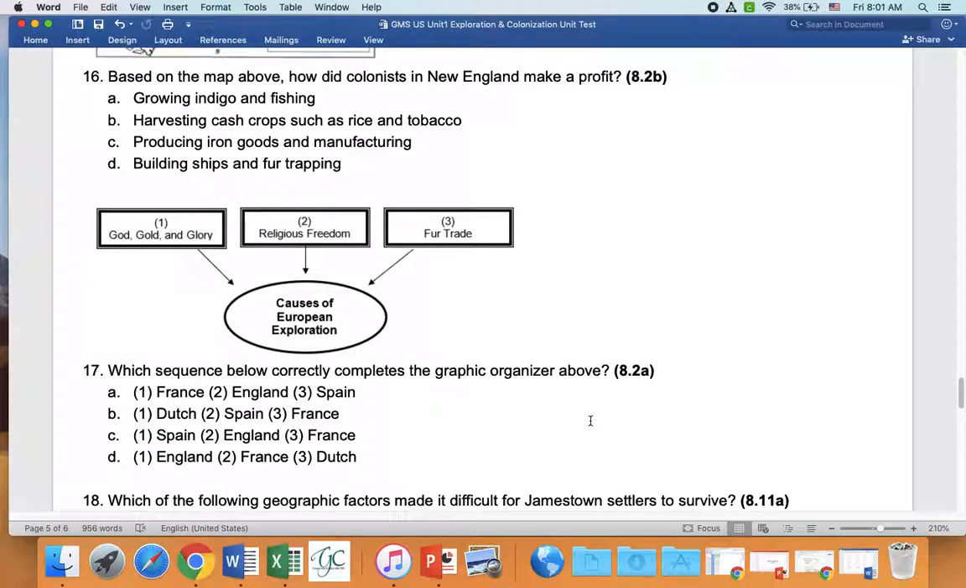We have an infographic showing number 1, gold, God, glory, number 2, religion, freedom, and 3, fur trade, which all lead to the causes of European exploration. So which sequence below correctly completes the graphic organizer above? Is it A, 1 France, 2 England, 3 Spain? B, 1 Dutch, 2 Spain, 3 France? C, 1 Spain, 2 England, 3 France? Or D, 1 England, 2 France, and 3 Dutch?